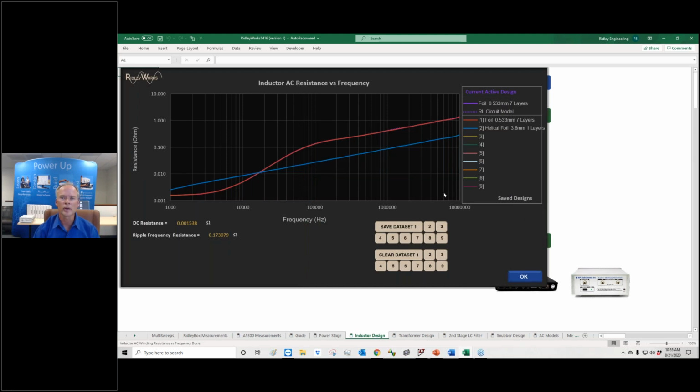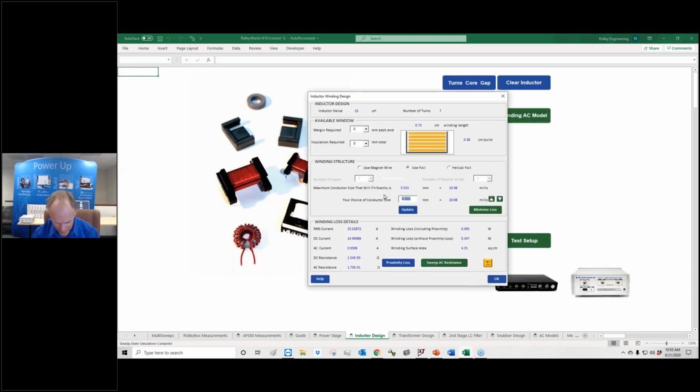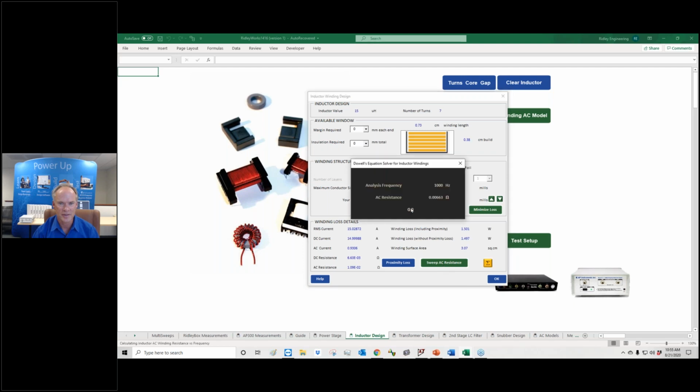What did I do, run the same one there? 0.5, yes, I ran the same. I didn't update my file, sorry about that. You have to click update. 0.1, update. Sweep AC resistance. There we go.